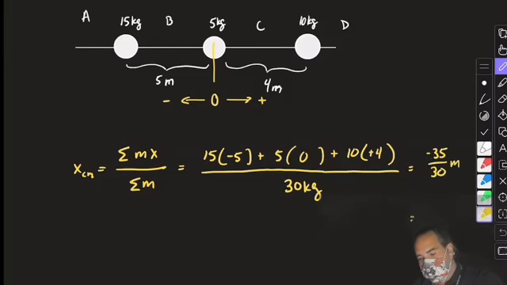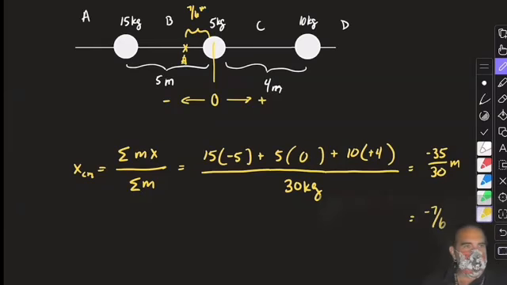And our answer is pretty straightforward here. I'm going to divide both of those by what? 5 and get 7/6. So my center of mass is located a distance 7/6 meters from the reference point. If I was to put this on a teeter-totter, it would balance right there.